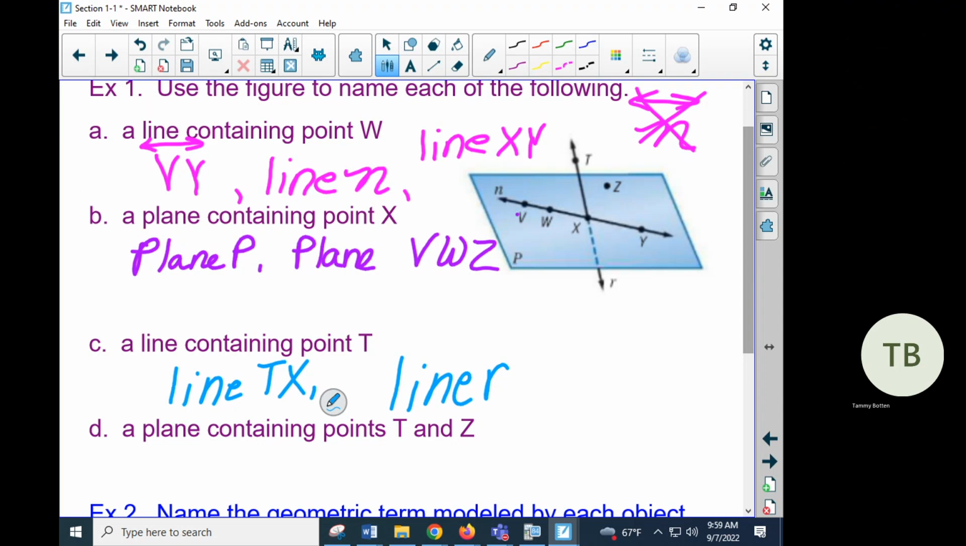So a plane containing points T and Z would be plane T and Z, and then you'd need one other point that's not on line TZ. So you could say TZV, TZW, TZX. Okay.